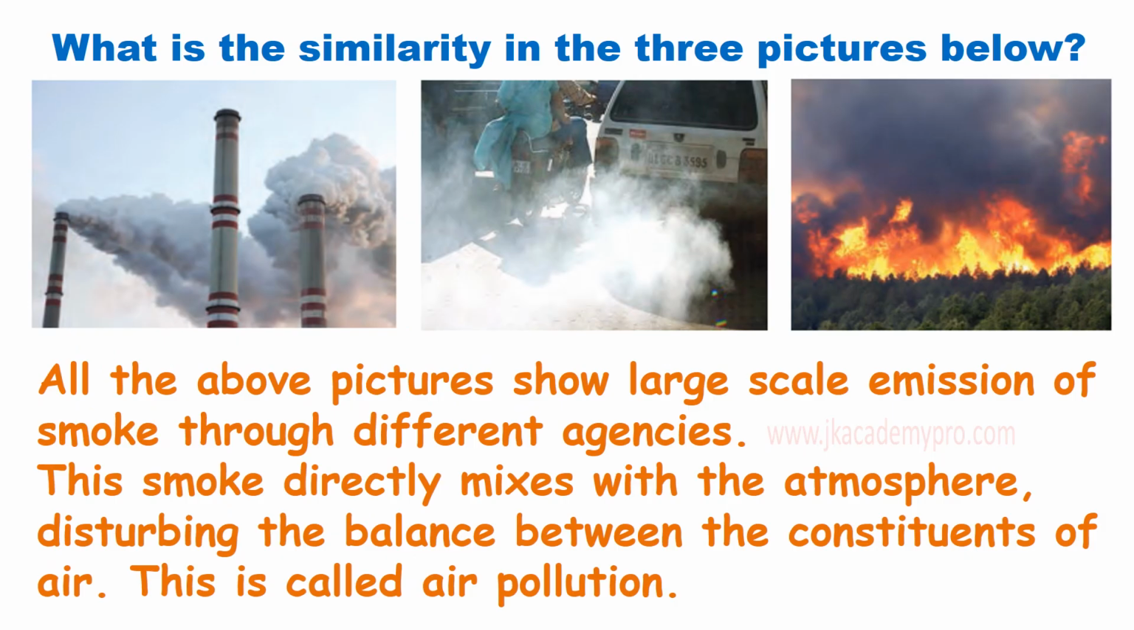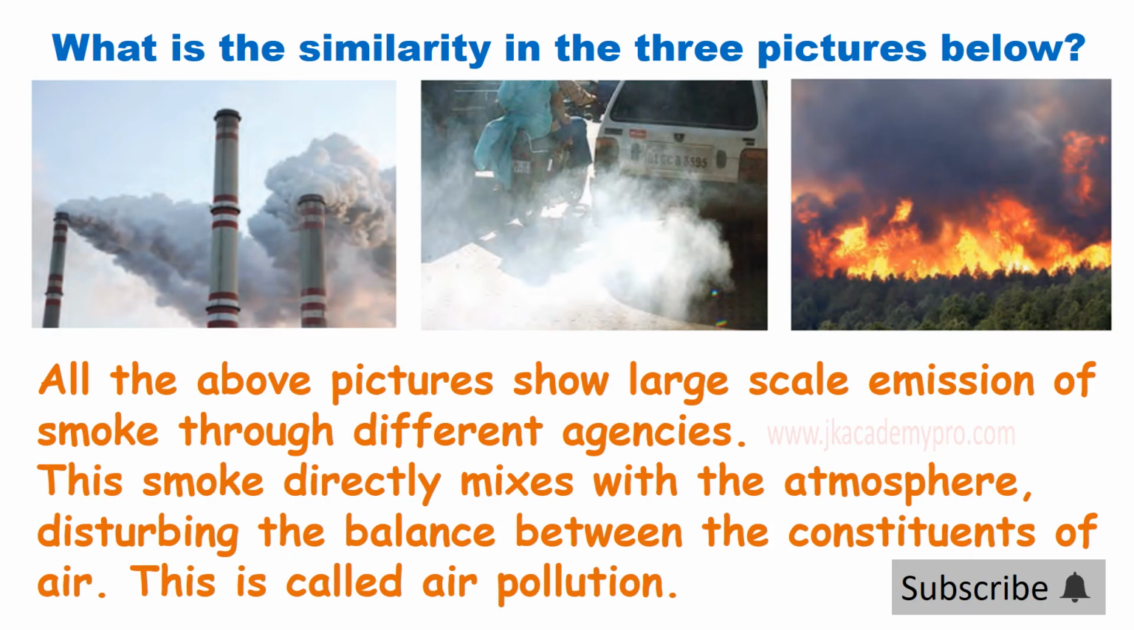What is the similarity in the three pictures below? All the above pictures show large scale emission. What is emission? Emission means giving out or producing smoke through different agencies. Now, what are the different agencies that you see in the pictures? We see the chimneys of the factory, we see vehicles giving out smoke and other gases, and here we see the forest fires. Even forest fires, when they burn, give out harmful gases.